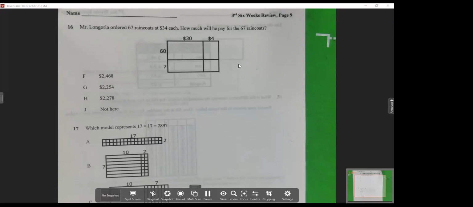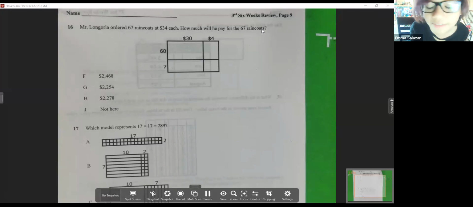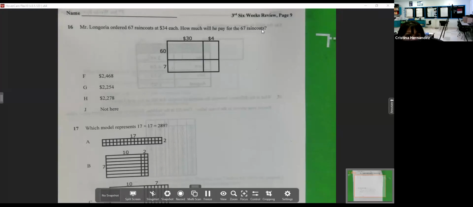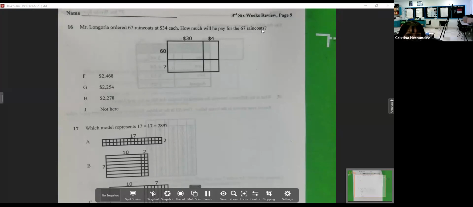Candace, I typed my answer in chat. You got it right. 16 and 17. So Michael got it right. So did Charlie. Michael, you got it right the first time. I don't know why you switched it. Charlie got it right. Daniel got it right. Emma got it right. Good.